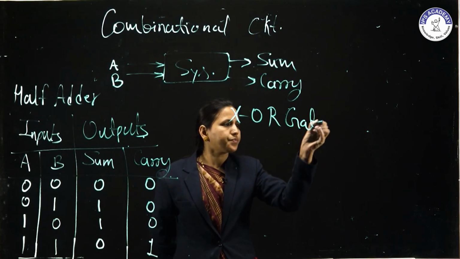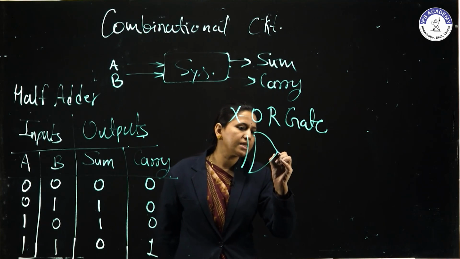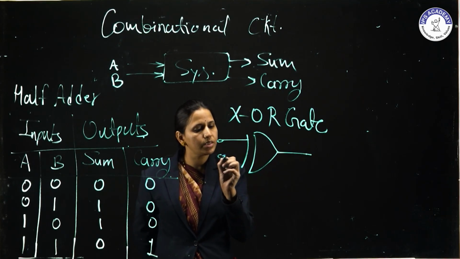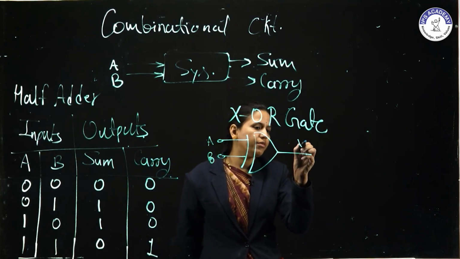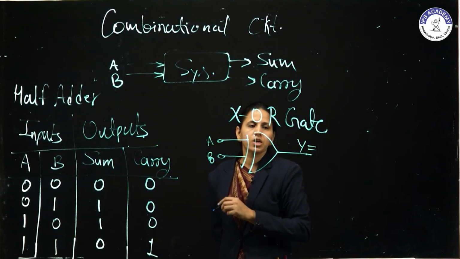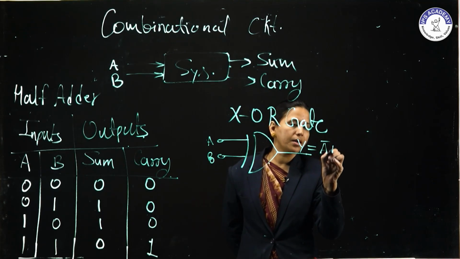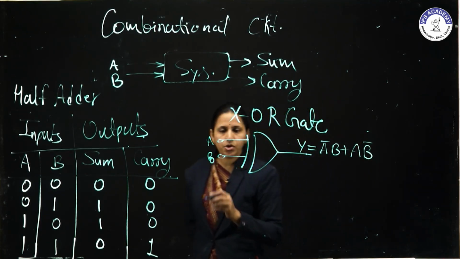XOR gate. This is the symbol of the exclusive OR gate. There are 2 inputs A and B and output will be Y. So, the expression of the exclusive OR gate will be A bar B plus AB bar, and the truth table for the exclusive OR gate.